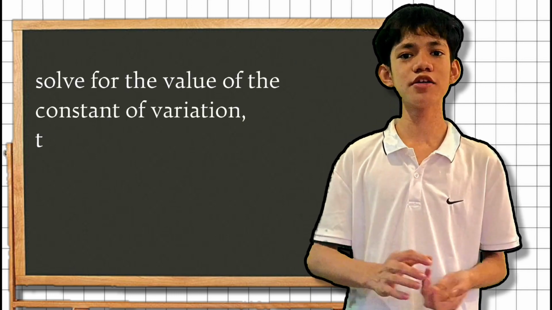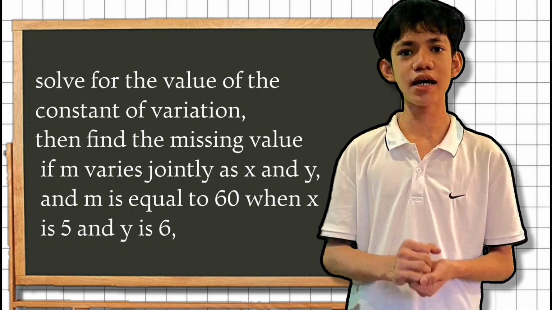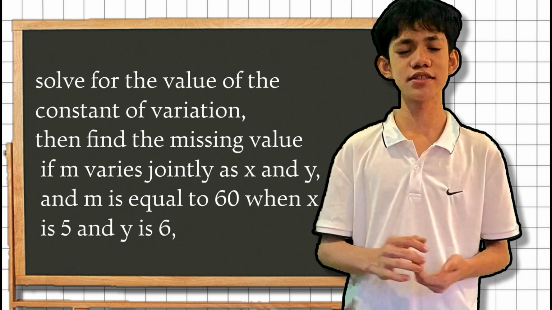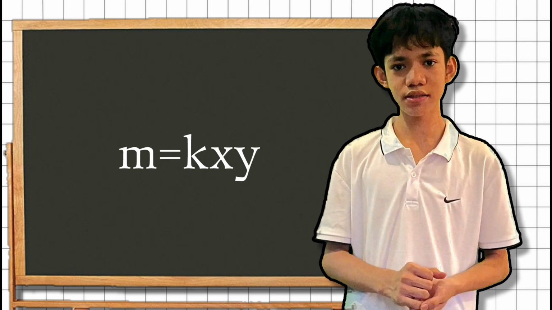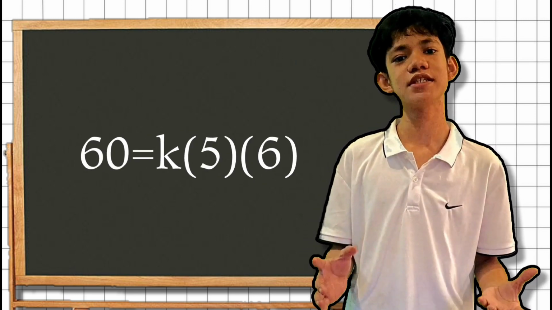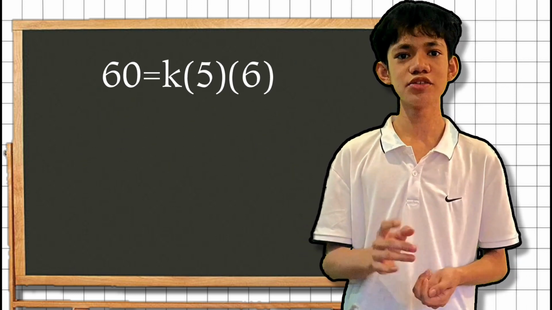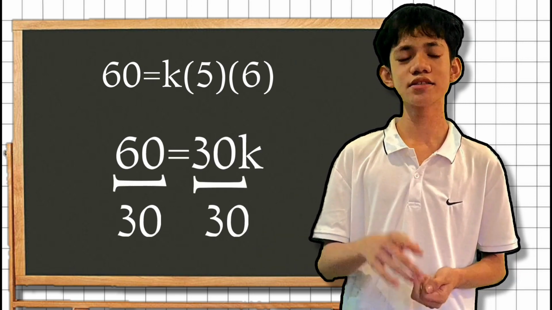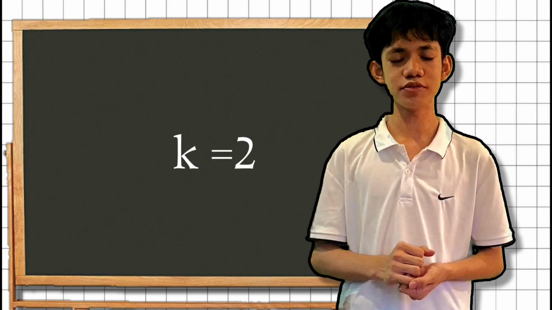Number 2. Solve for the constant of variation, then find the missing value if m varies jointly as x and y, and m is equal to 60 when x is 5 and y is 6. So our equation will be m is equal to kxy. Substituting the values, we get 60 is equal to k times 5 times 6. Simplifying, 5 times 6 is equal to 30, so the equation will be 60 is equal to 30k. Divide both sides by 30, and 60 divided by 30 is equal to 2. So, our k will be 2.